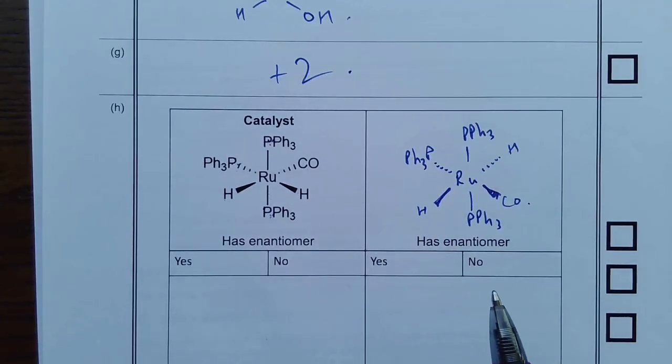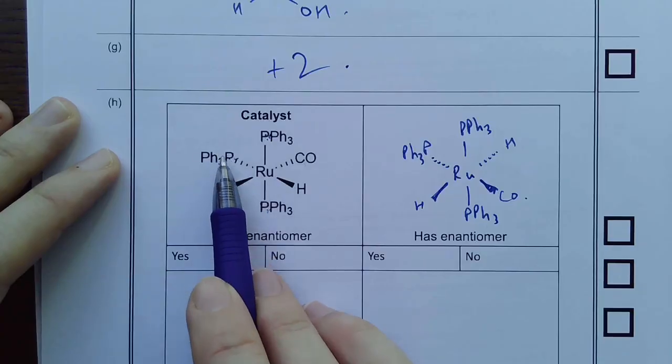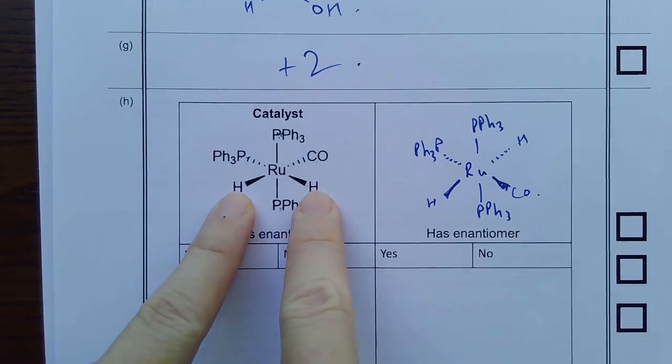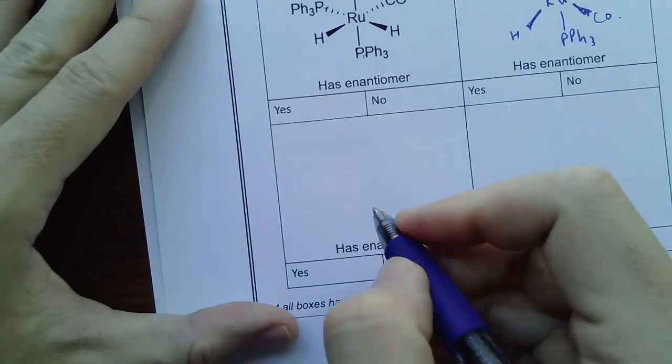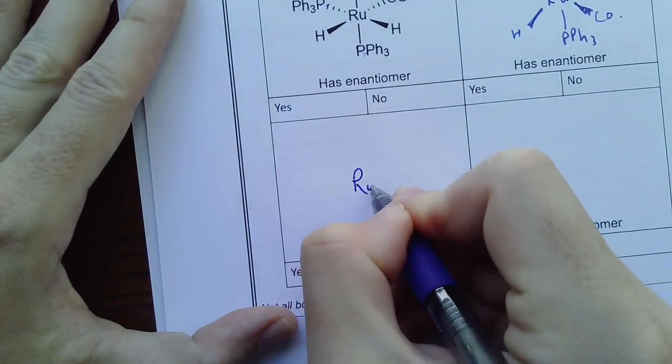Alright? So, once these 3 are all in the same plane, I can either have the hydrogens adjacent or have the hydrogens opposite. There's no other option. Then I go ahead and I put them all on the same face.